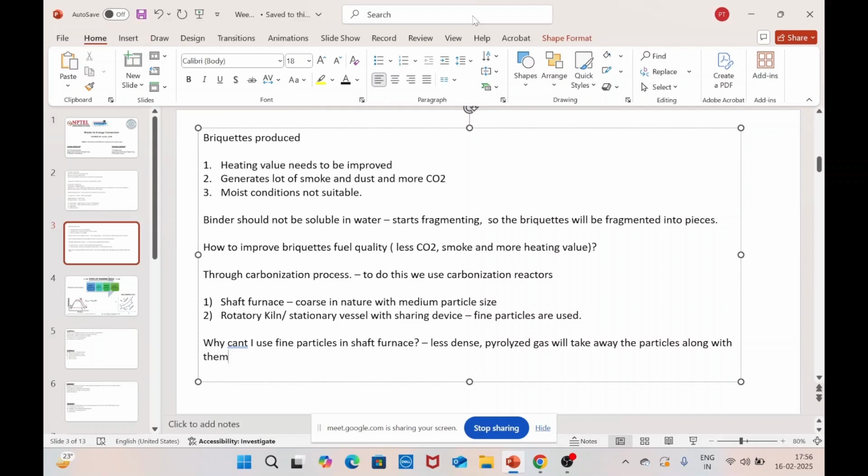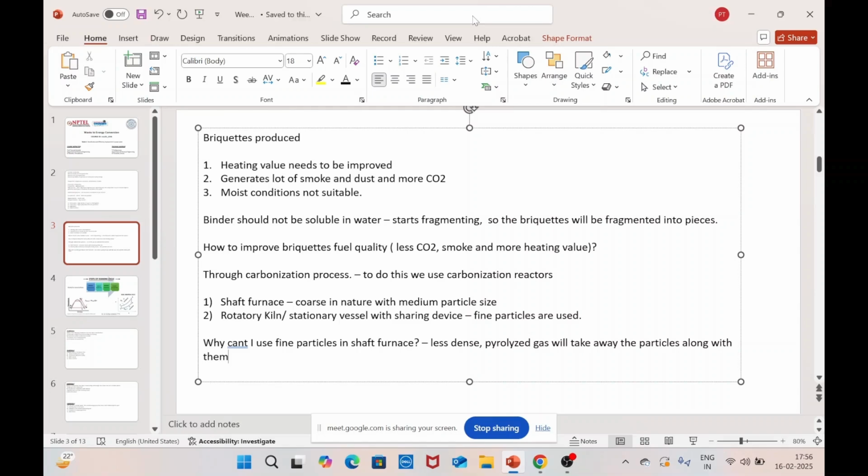Apart from that, we have some discussion on the properties of the briquettes also, but we will discuss that along with some of the questions that we have. Before moving on to the questions or to the concept of properties of the briquettes, let's shift our focus towards improving the efficiency of the power plant.